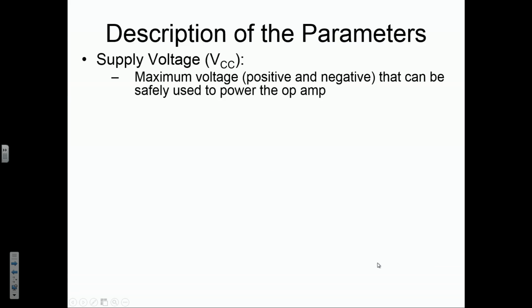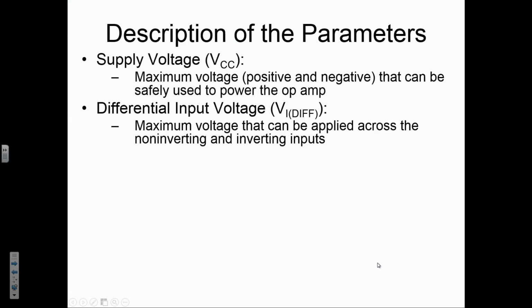All right, supply voltage. That's the maximum voltage, positive and negative, that can be used safely to power the op-amp. Anybody remember what that was from the last slide? 18 volts. The differential input voltage on the last slide was 30 volts. That is the maximum voltage that can be applied across the non-inverting and inverting inputs. So you could have a lead coming to each one, and the voltage between those two leads would be 30 volts. That's the max it can accept.